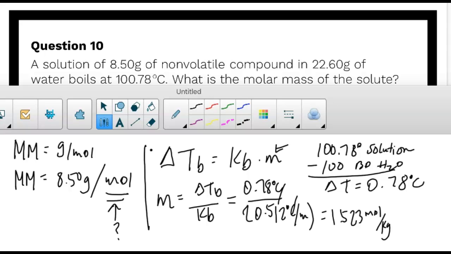Sometimes you get a little lost and you think, I lost track of what I want. I don't want molality, I want the molar mass of the solute. So again, we have the grams of the solute. We need the moles. According to this molality, we have moles of solute right here. The problem is that we have the kilogram in the bottom, so we need to get rid of that. The only way to get rid of that is by multiplying by the kilograms of your solvent, because molality is defined as moles of solute over kilograms of solvent. So we need to multiply by the mass of the solvent, which in this case is 22.6.